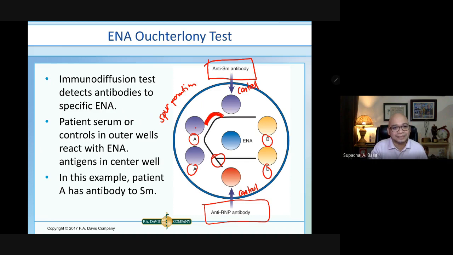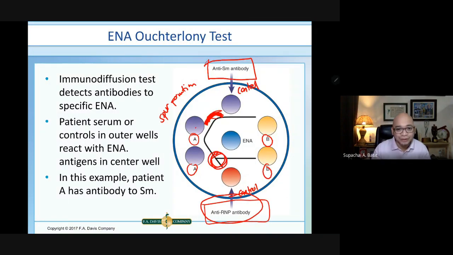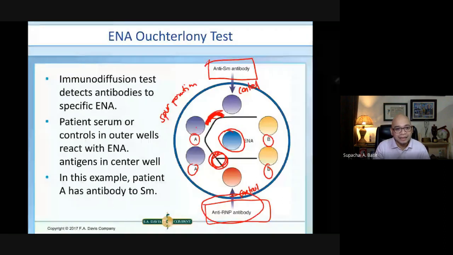with extractable antigen. So again, let me interpret it again. Patient A has anti-SM antibodies. So this is the anti-SM control, and there is a cross formation. There is a partial identity with the anti-RNP positive control. So this is the anti-RNP positive control, and you can see the spur formation because the central well contains free SM antibodies. Where is the central well? This is the central well. Both react with anti-SM in the patient's serum.